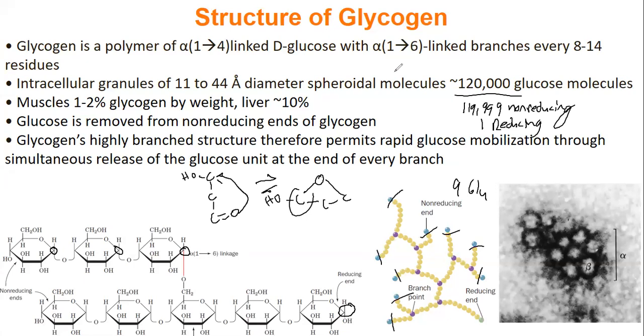Why is there one reducing end? There's two reasons. One is the way it's bonded. Two, the physiological reason of how the enzyme works and why it works that way.